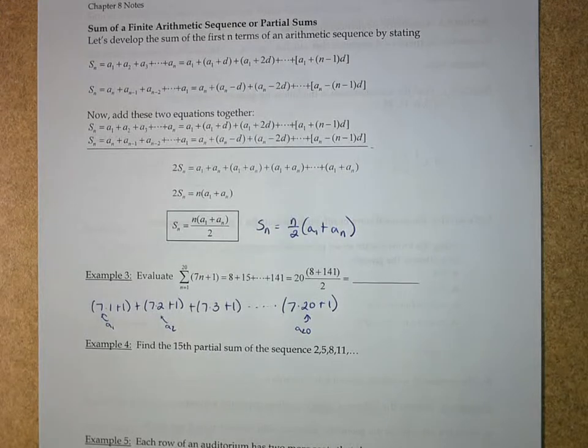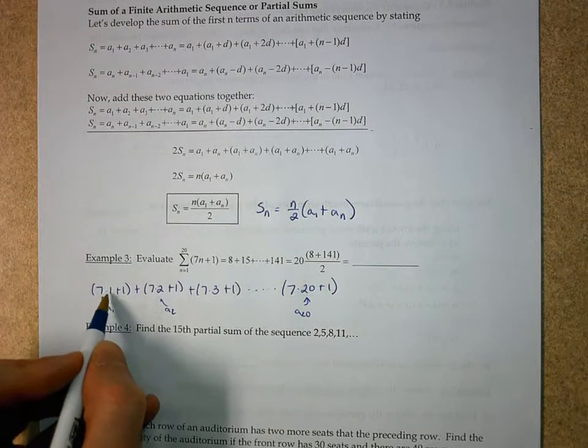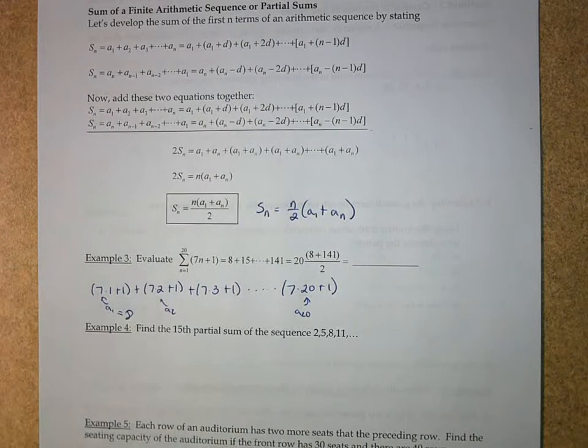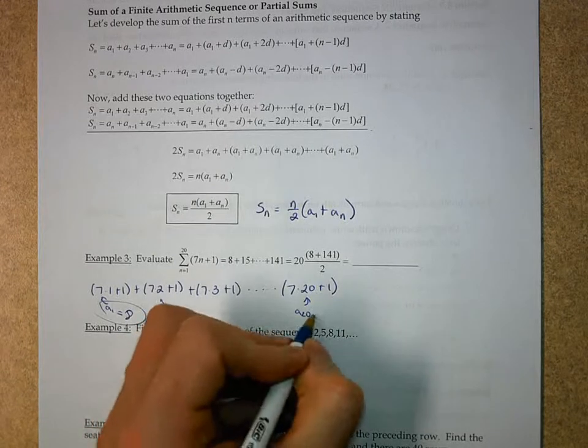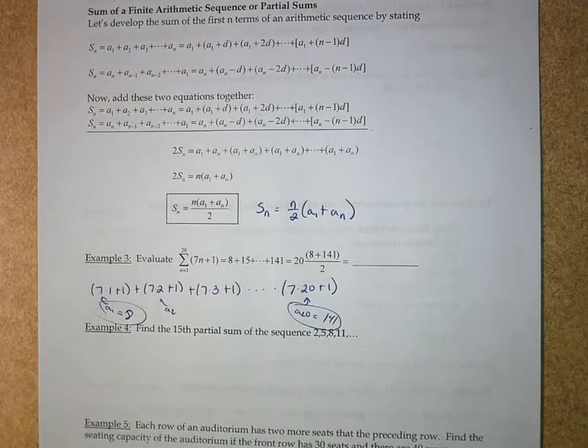In our previous section, to find the sum I would need to find all 20 pieces and then add them up. However, with this new formula, we can just find the first, find the last, add the results together, multiply by the number of terms, and divide by 2. If I solve for a sub 1, 7 times 1 is 7, plus 1 is 8. So a sub 1 is 8. For a sub 20, 7 times 20 is 140, plus 1 is 141. And n is equal to 20, the number of terms in my series.